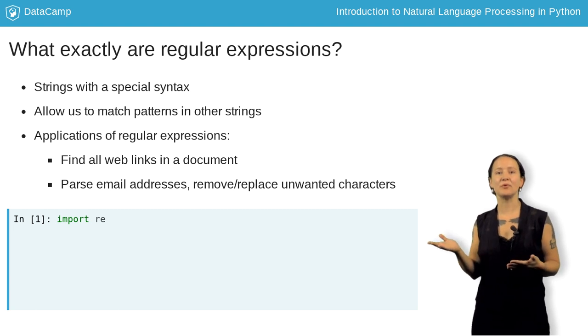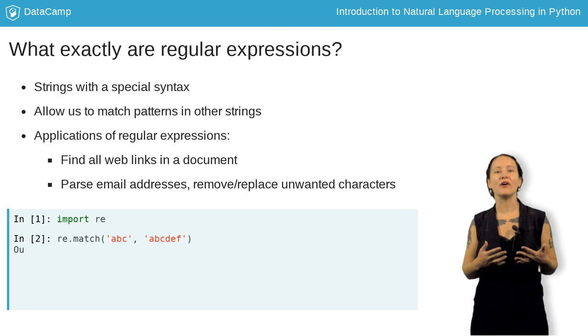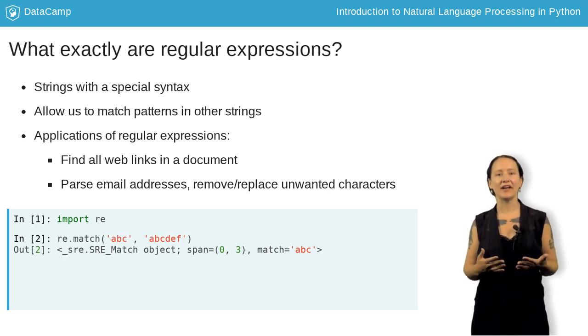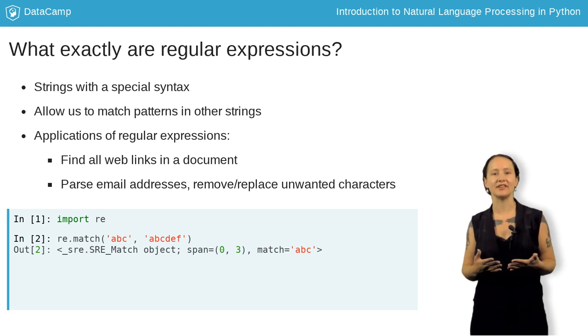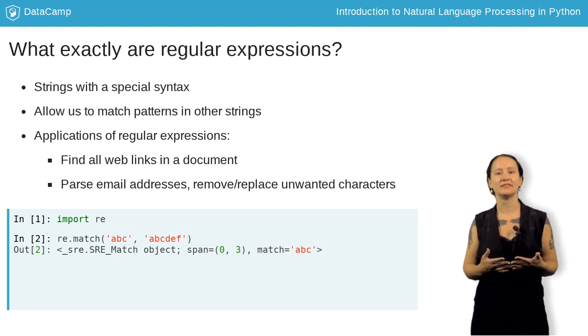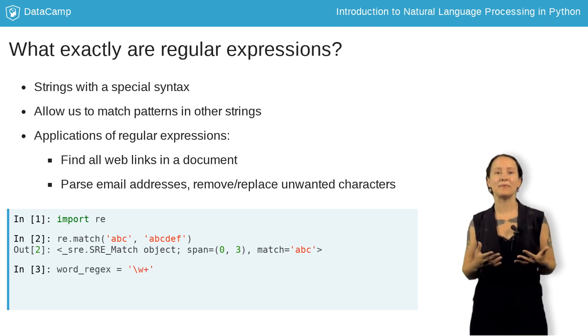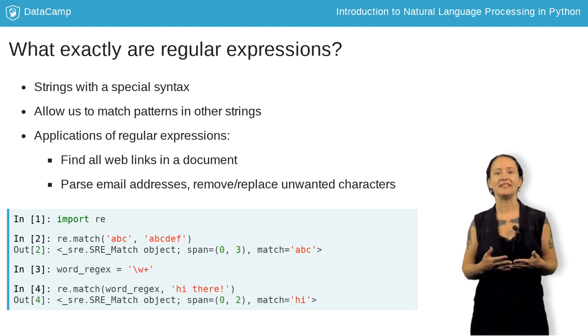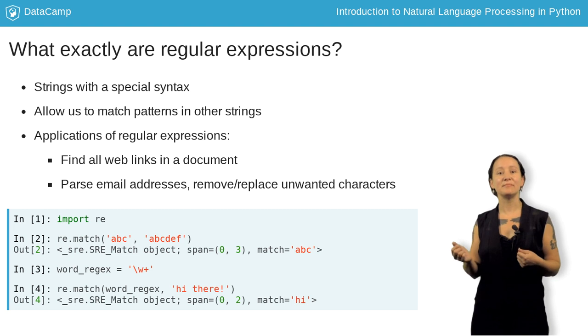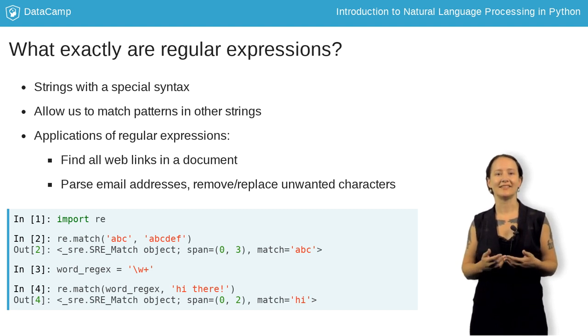Here we have a simple import of the library. We can match a substring by using the RE match method, which matches a pattern with a string. It takes the pattern as the first argument, the string as the second argument, and returns a match object. Here we see it match exactly what we expected, A, B, C. We can also use special patterns that regex understands, like the \w+, which will match a word. We can see here, via the match object representation, that it has matched the first word it found, hi.